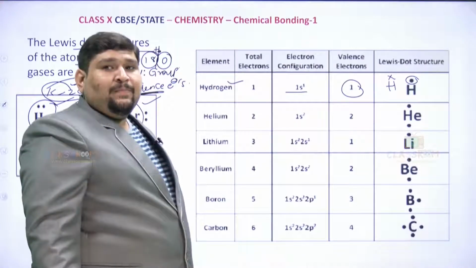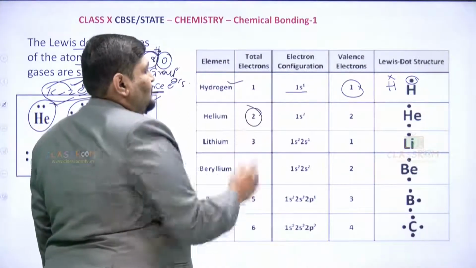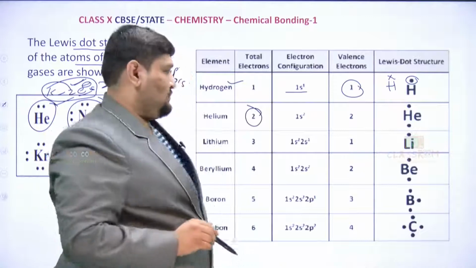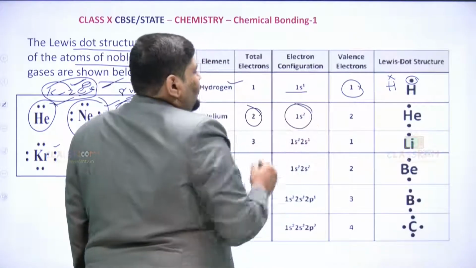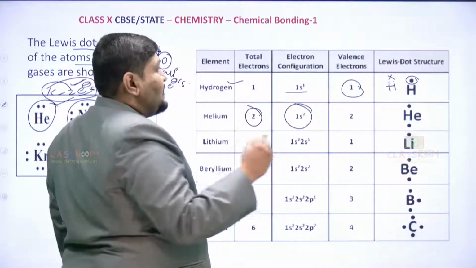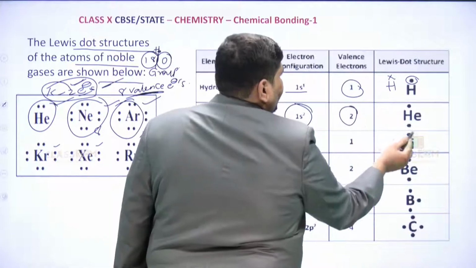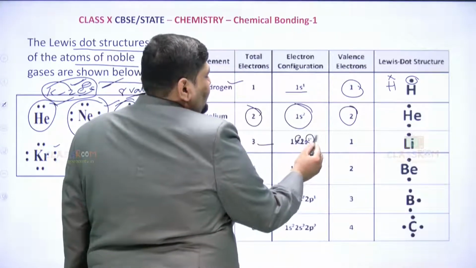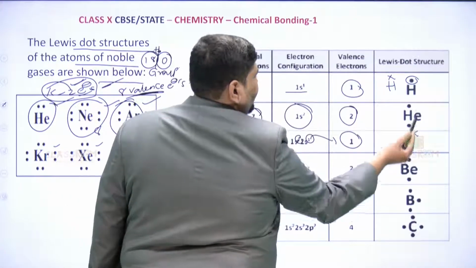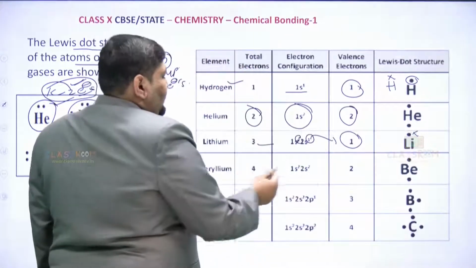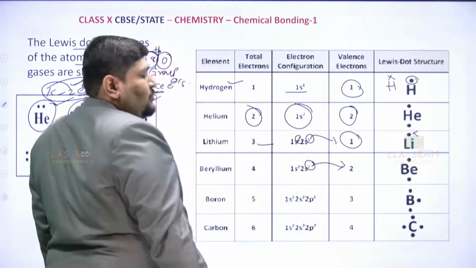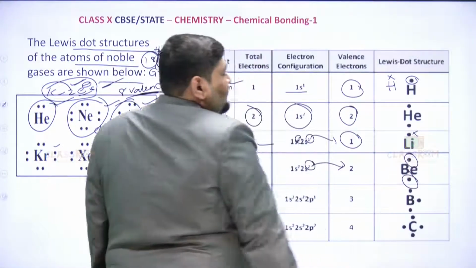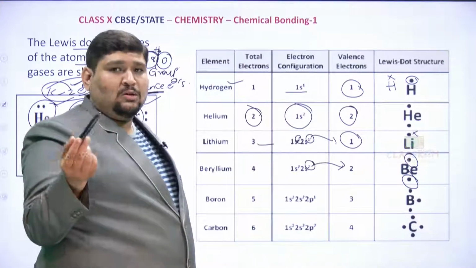In the same way, helium has 2 electrons. In the case of noble gases, the electronic configuration is 1s2, the number of valence electrons is 2, and it is represented in this way. Then for lithium, the configuration is 2 plus 1, so there is 1 valence electron, represented with only 1 dot, or 1 cross. Beryllium has 2 valence electrons in its outermost shell as per the configuration 1s2 2s2, which we represent in the form of dots.